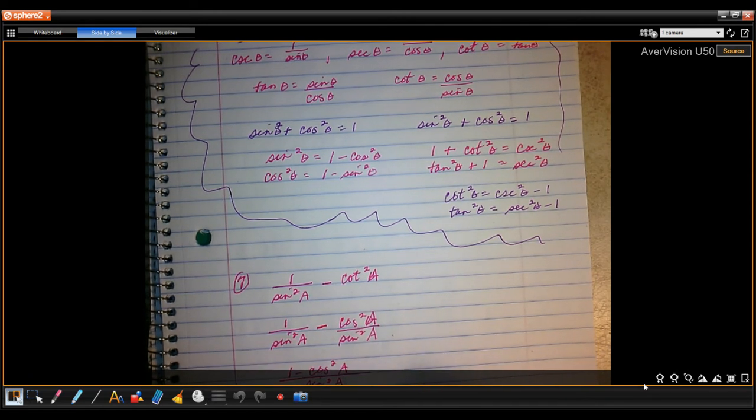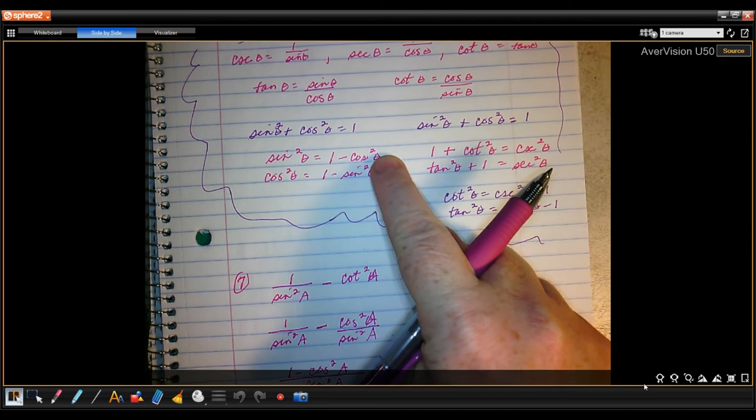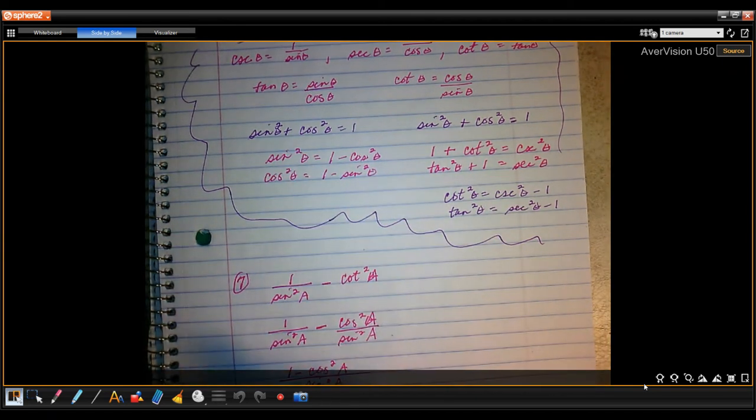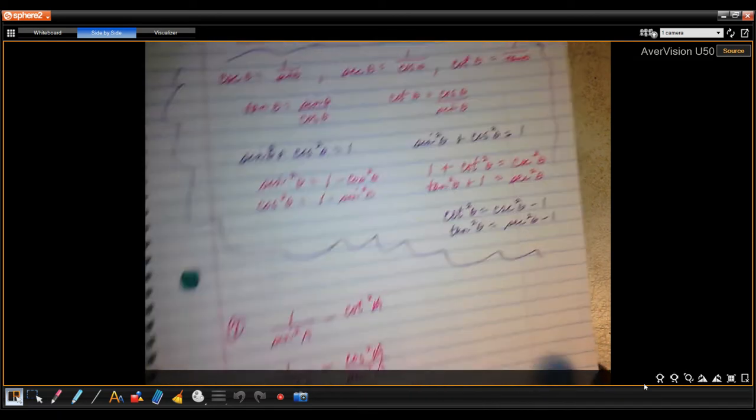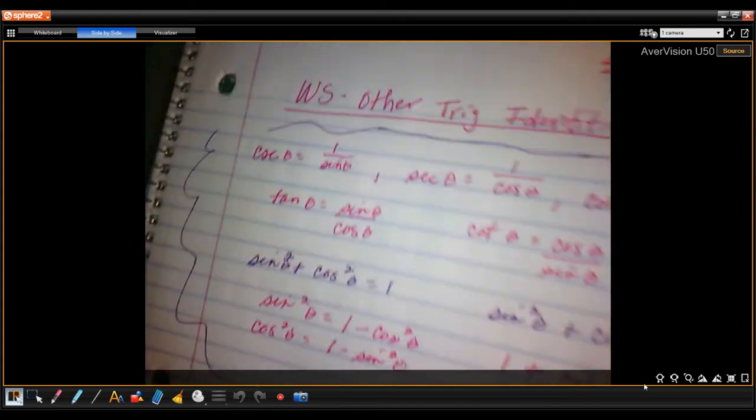Then I go 1 minus cosine squared A. Go back up here. Well, that's the same thing as sine squared A. So it's a lot of substitution, like a lot. So I substituted 1, 2, 3 times, and then something over itself is 1, and the answer is 1. Okay, so this is how you would do these.